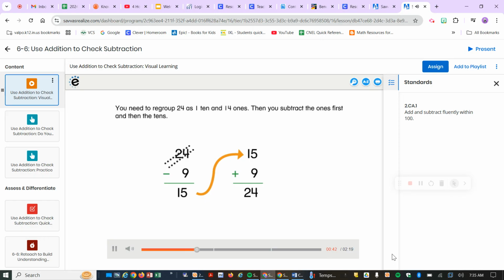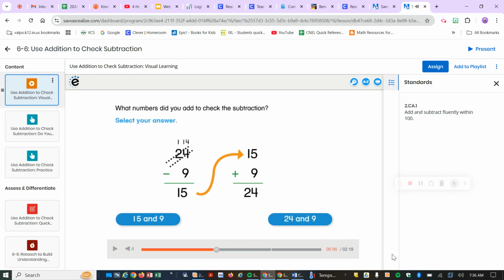You need to regroup 24 as 1 ten and 14 ones. Then you subtract the ones first and then the tens. What numbers did you add to check the subtraction? Select your answer. Okay, hopefully you remember about fact families and these three numbers working together.